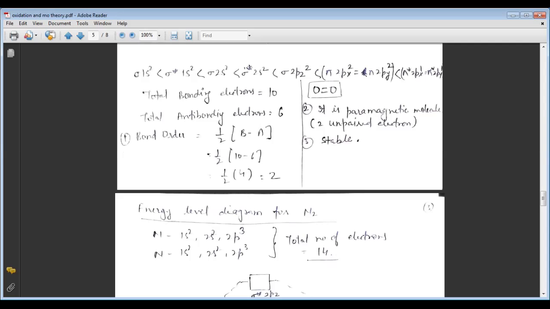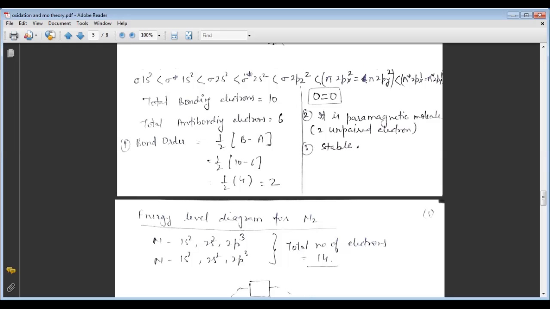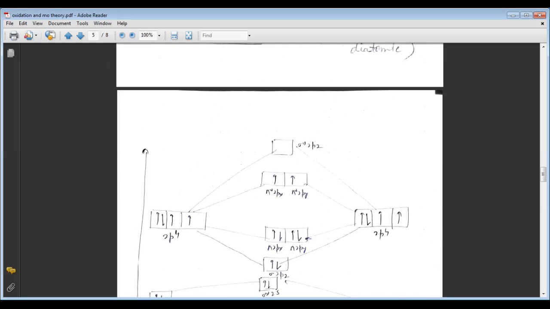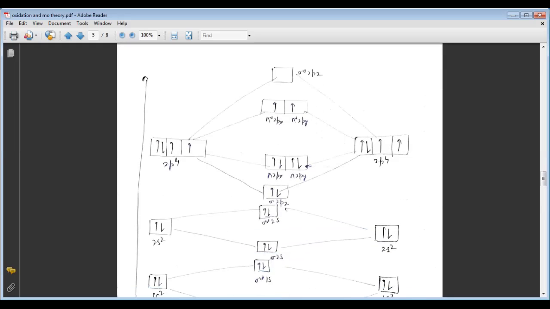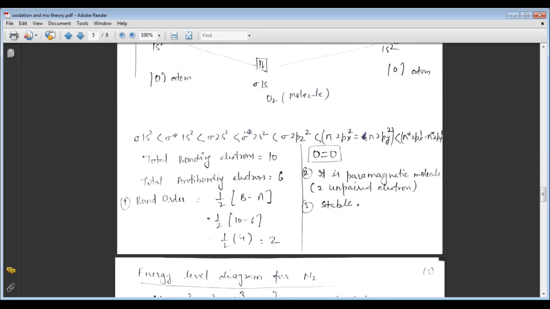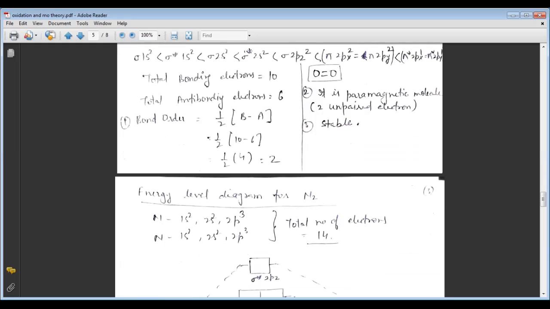O2 means there is a double bond. Then we come to the second point. Here we can see that it is a paramagnetic molecule, because paramagnetic character is shown by the presence of unpaired electrons. This is very important, which valence bond theory can't explain. The oxygen molecule has two unpaired electrons, one in the pi star 2px and the second in the pi star 2py. So the oxygen molecule is paramagnetic in nature.